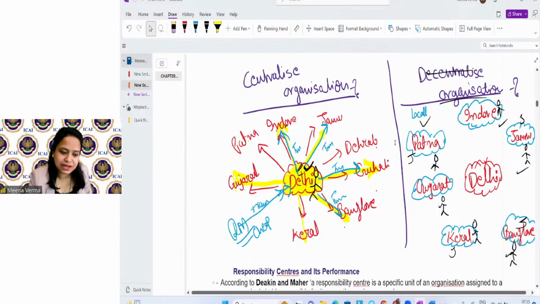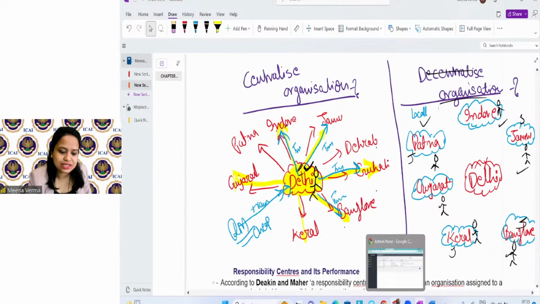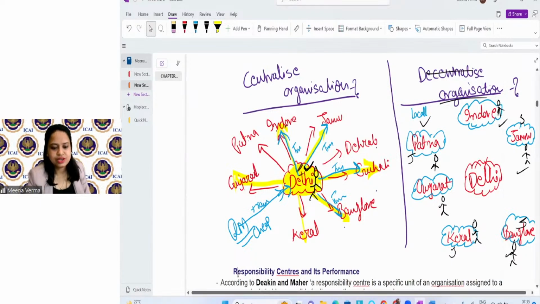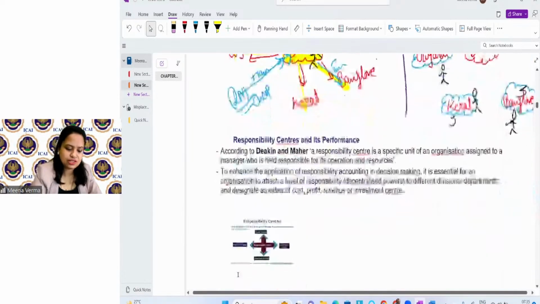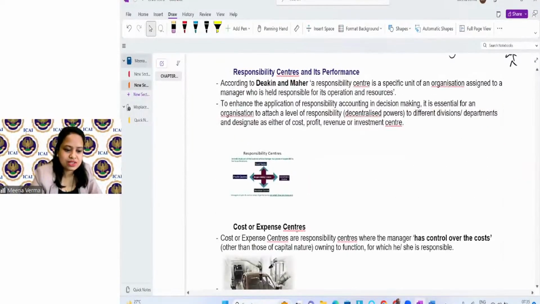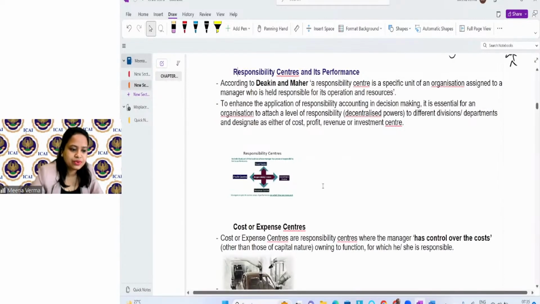So which one is better, centralized organization or decentralized organization? Decentralized organization. If the organization has a decentralized structure, this is better for the organization, right? Decentralized organizational structure. Okay, I hope the difference between centralized organization and decentralized organization is clear, right?